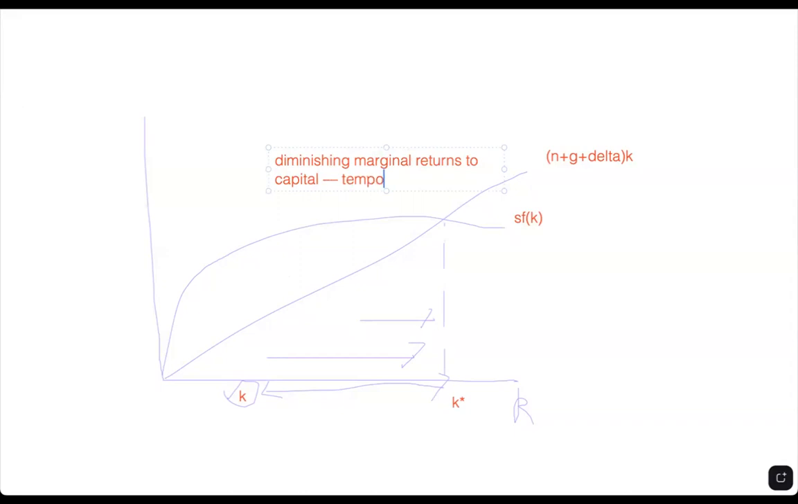Implies temporary growth spread from an increase in S. And it comes straight from the shape of S of F of K, right? The shape of S of F of K is that of increasing in K, but diminishing. Every time you increase K, the change in small y will be getting smaller and smaller and smaller.